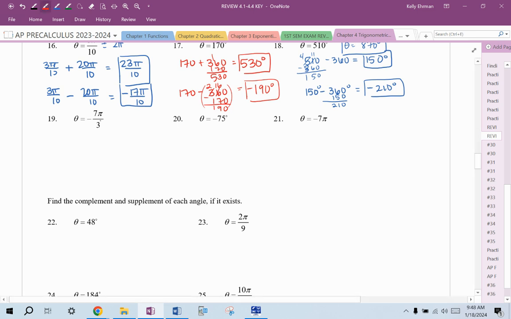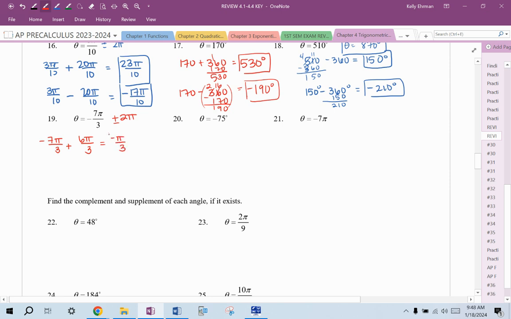All right, we're back to radians. So negative 7 pi over 3. We're going to take negative 7 pi over 3 and add 2 pi to that. So add 6 pi over 3. And it is 2 pi that you're adding and subtracting. On your quiz, some of you just added pi.